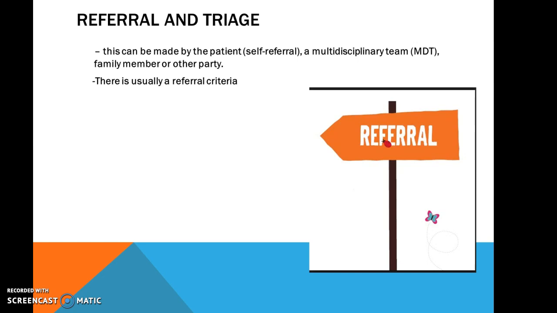So the first point is referral and triage. The referral can be made, there are some services that accept self-referral, so some patients will refer themselves. Referrals can be made from multidisciplinary teams, or MDTs, but also referrals can come from family members or other parties, and there's usually a referral criteria. So when people are referring into a service, there's usually a set of criteria that they have to fit. For example, if somebody's been referred into a falls service, it might be that they have to have had a fall within the last 6 months, let's say, to be accepted into the service.